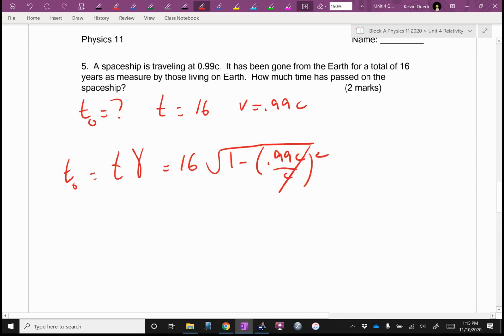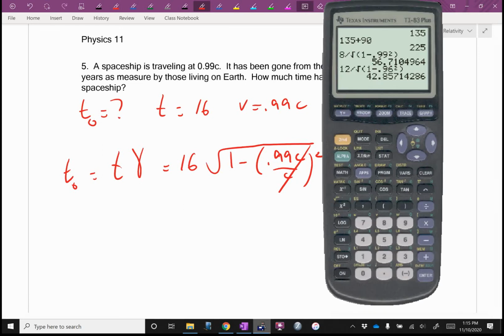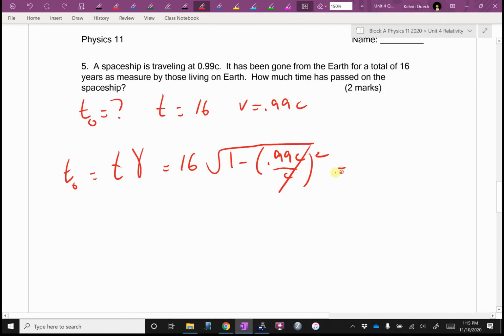Do you see? If I was typing this in one line, I would go 16 square root bracket 1 minus 0.99 squared. And I'm hoping to get a smaller answer because time moves slower on the spaceship. 2.26. 2.3. Again, 1 mark, half mark, half mark.